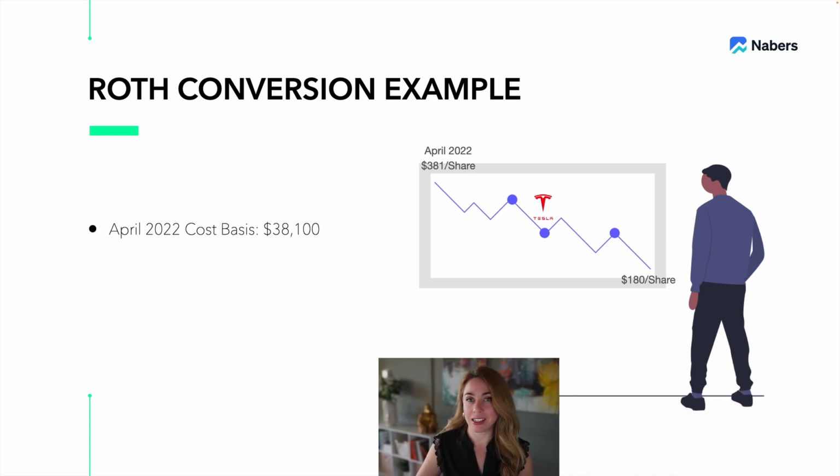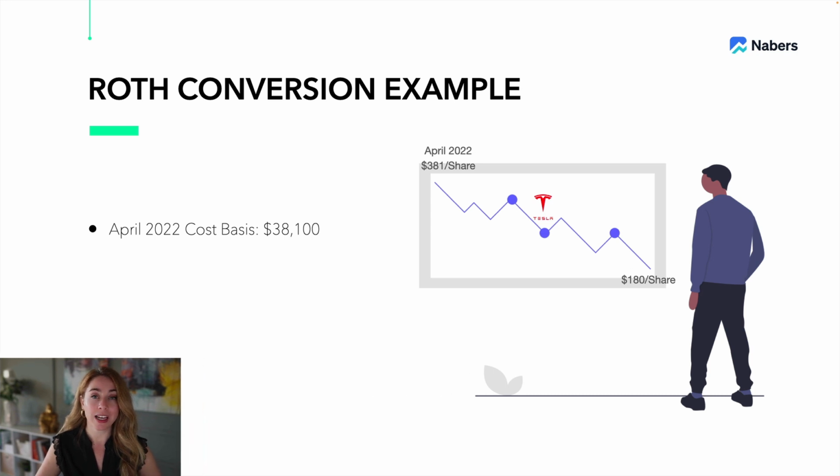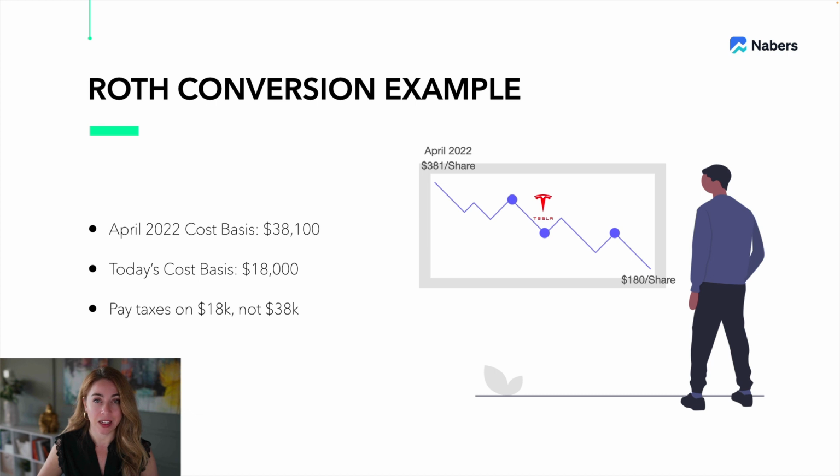Neil got into his Tesla position in April of 2022 when Tesla was $381 a share. He bought 100 shares, so he bought in at $38,100. That would be his original cost basis. At the making of this video, Tesla's about $180 a share. So for those 100 shares, that investment is only worth $18,000. That means today's cost basis is $18,000. If Neil decided to convert his entire Tesla position, he would only pay taxes on the $18,000 that the investment is worth at the time of conversion, not that full original $38,100.